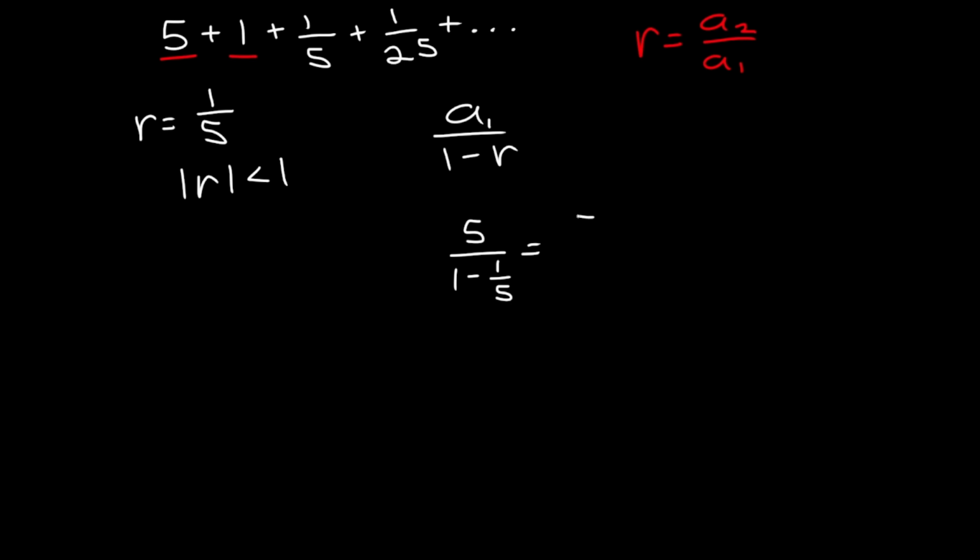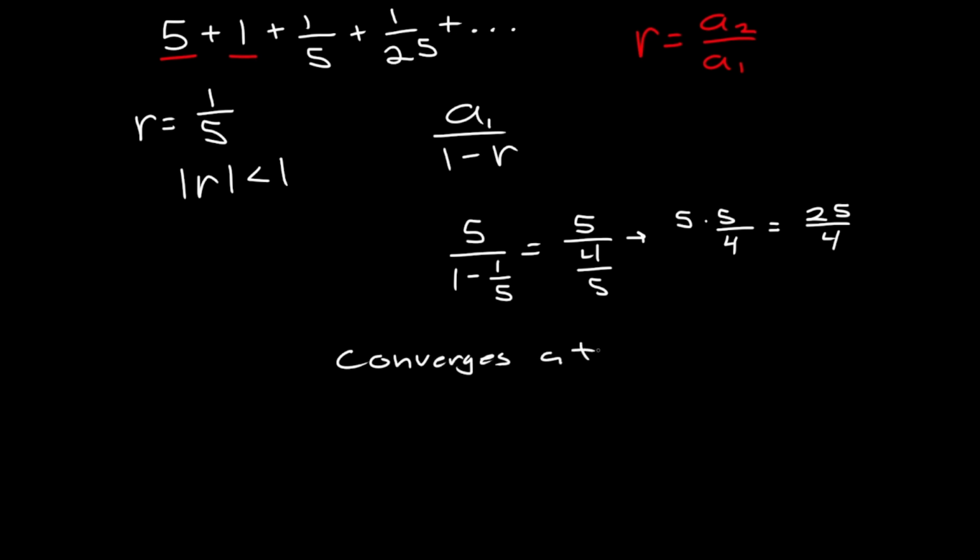This equals 5 divided by 4/5. And we can change this complex fraction by multiplying by the reciprocal of the denominator. And this can get us 25 divided by 4. And just like that, our series converges at 25 divided by 4.